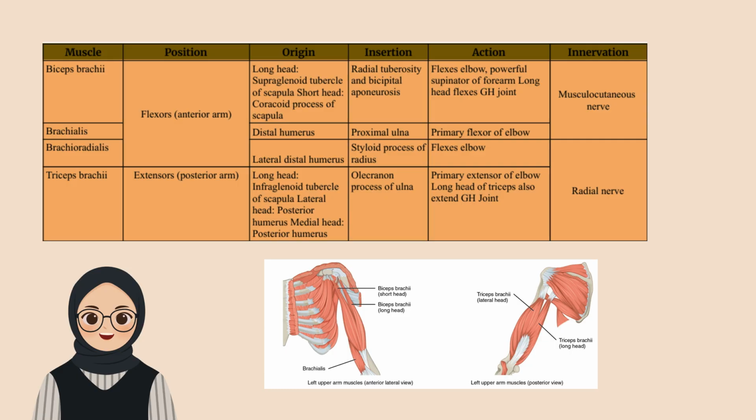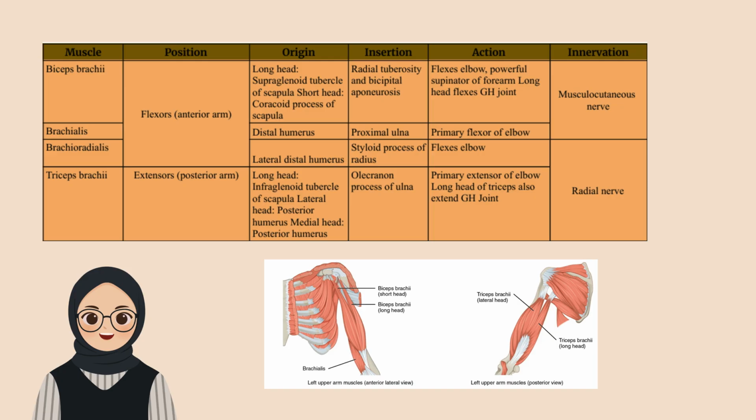Then brachialis muscle. The position of brachialis muscle is flexor, anterior arm. The origin is distal humerus. The insertion is proximal ulna. The action is primary flexor of elbow, and the innervation is musculocutaneous nerve. Brachioradialis muscle. The position of the brachioradialis muscle is flexor, anterior arm. The origin is lateral distal humerus. Insertion is styloid process of radius. The action of brachioradialis is flex elbow, and the innervation is radial nerve.